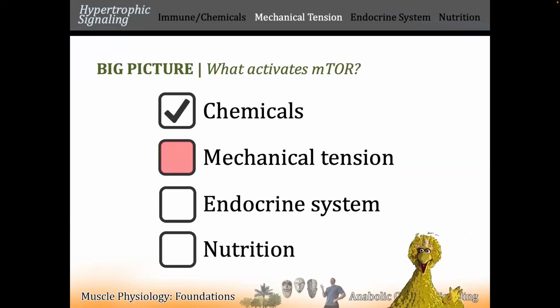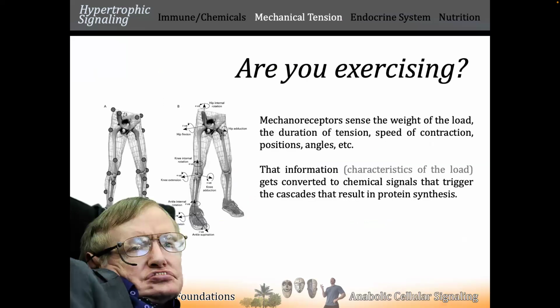All right, let's move on to mechanical loads as the stimulators of mTOR. Your mechanical sensors sense all of the characteristics of a load: weight, speed, and range of motion. Everything quantifiable gets quantified. And the three notable mechanoreceptors are titin, cadherins, and then especially integrins.